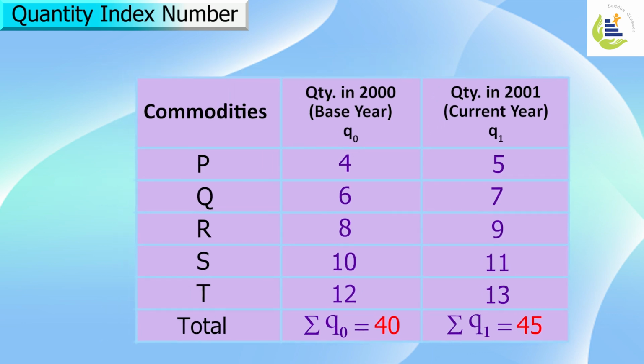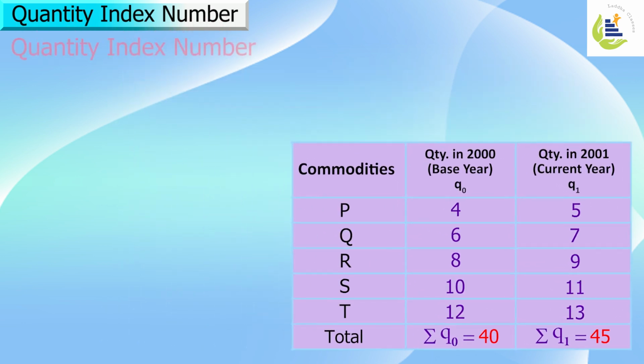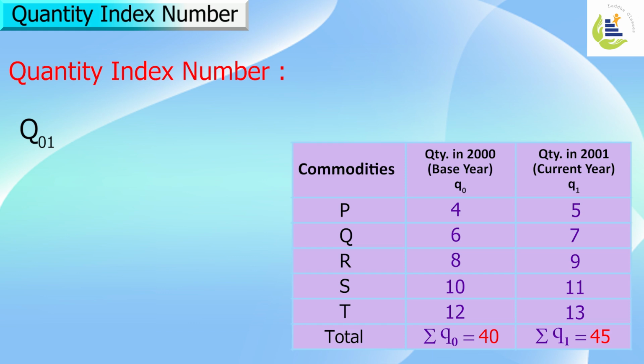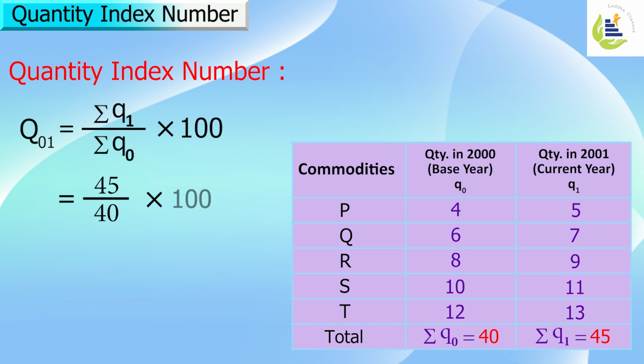As we have all the values to calculate quantity index number, just simply put it into the formula and get the answer. So quantity index number Q01, that is quantity index number from base year to current year, is summation of Q1 upon summation of Q0 into 100. So summation of Q1 is 45, summation of Q0 is 40. So 45 over 40 into 100, if we simply calculate, it turns out to be 112.5%.